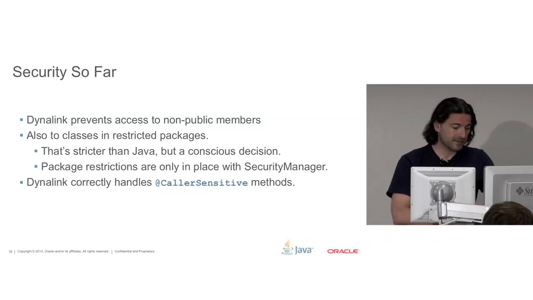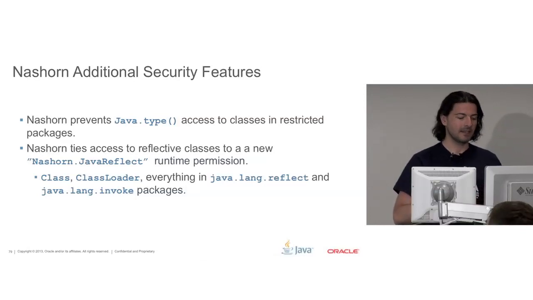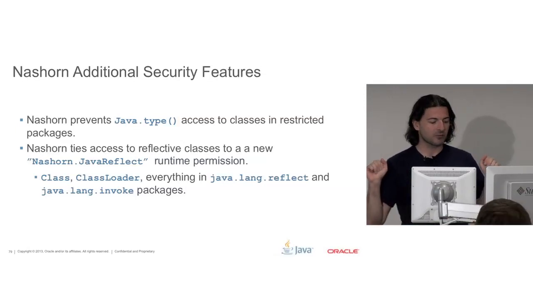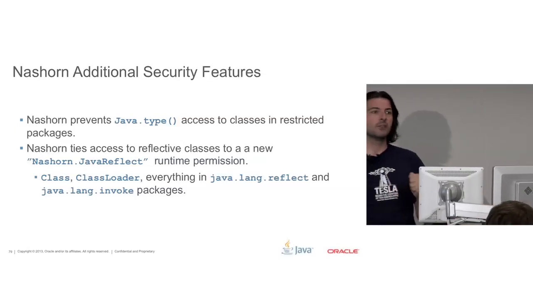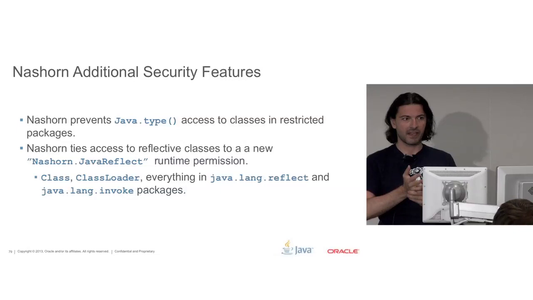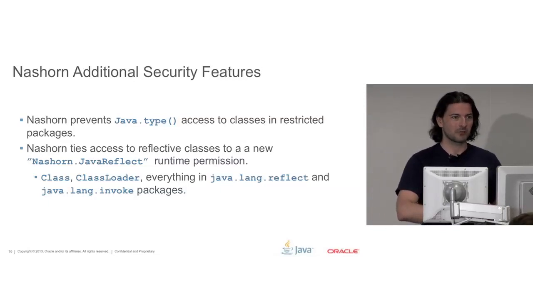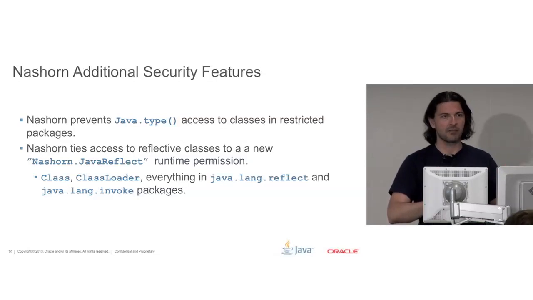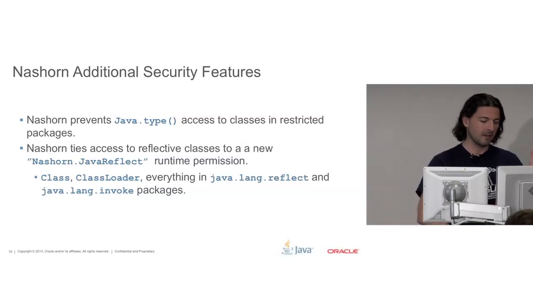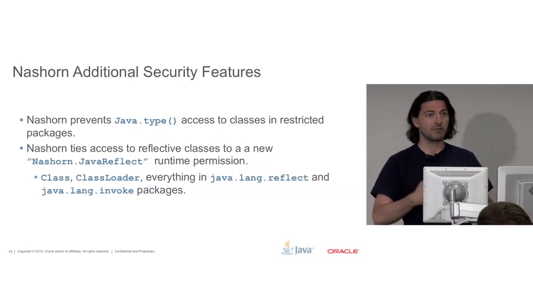Dynalink also correctly handles caller sensitive. Nashorn will build additional security features on top of that. Like the Java type is unable to access classes in restricted packages, and we have an additional permission named nashorn.javaReflect that you need to grant to your scripts in order to be able to access ClassLoader, anything in java.lang.invoke, and anything in the java.lang.reflect packages. Again, we don't want to be on the receiving end of being to blame for the next security exploitation. So these are typically the vectors that are somehow involved in these things. So we just wholesale prevent access to these classes. Again, this is guarded by a runtime permission, which is only in effect if you run with a security manager.